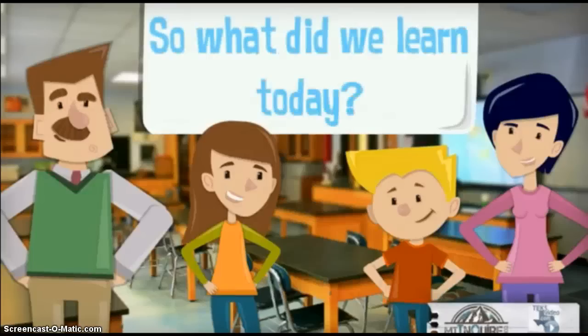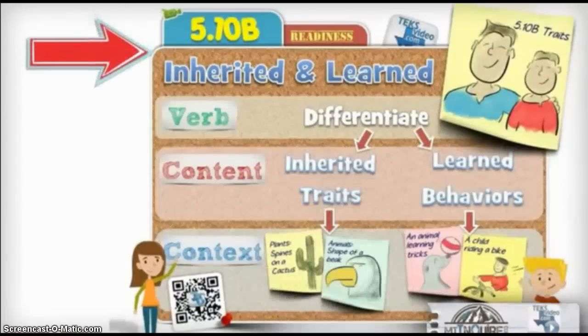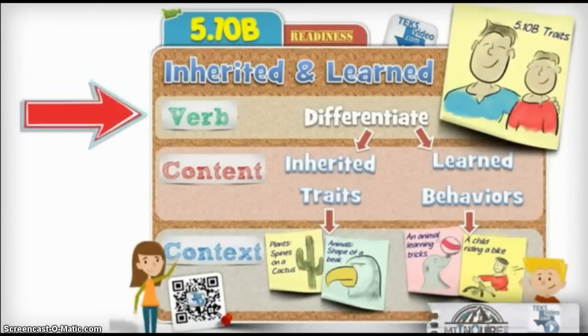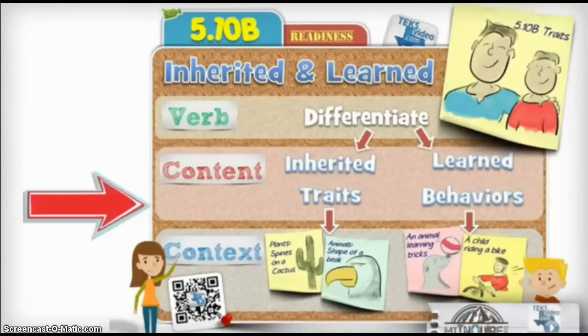So what did we learn today? We learned 5.10b about the difference between inherited traits and learned behaviors of organisms.